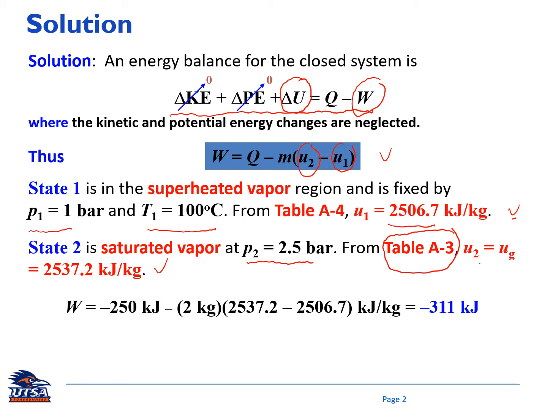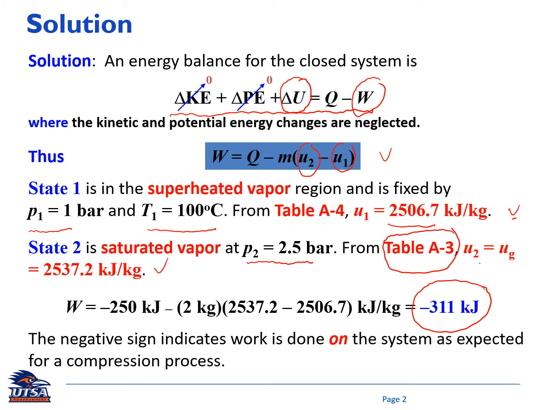Then you can get the work here. You just plug in all the numbers, and you will have this work. So it is minus 311 kilojoule. It's minus, it means the work is done on the system. This makes sense. Why? Because the process from state 1 to state 2 is a compression process. To have a compression process, work must be done to the system from the surroundings. Okay.